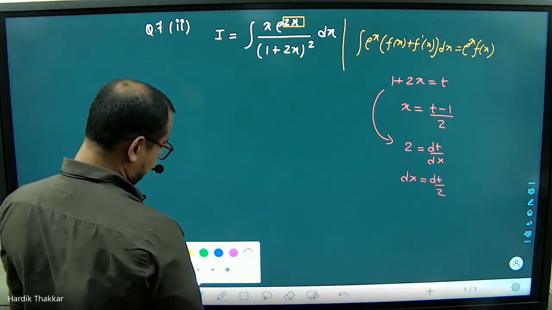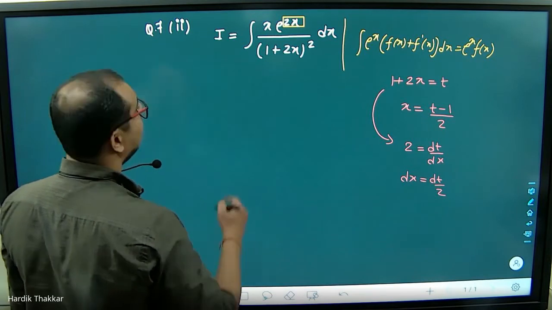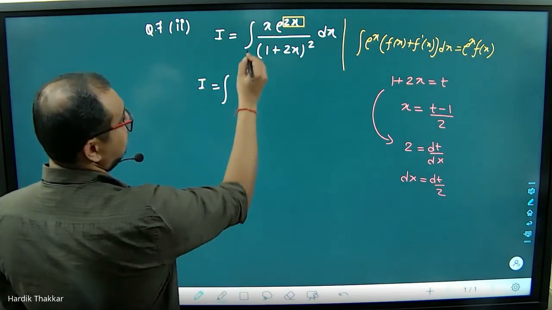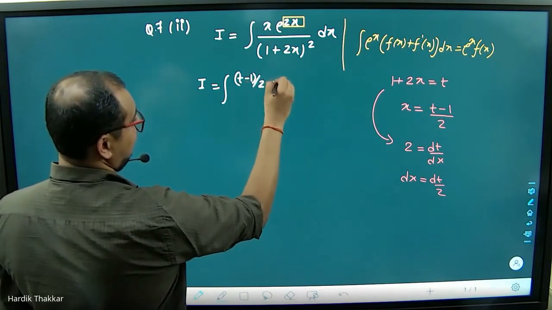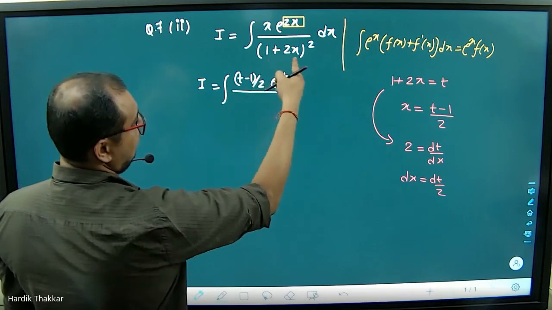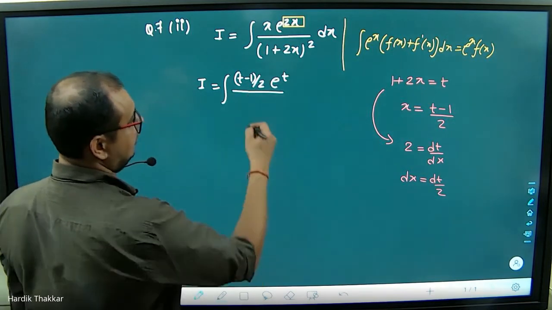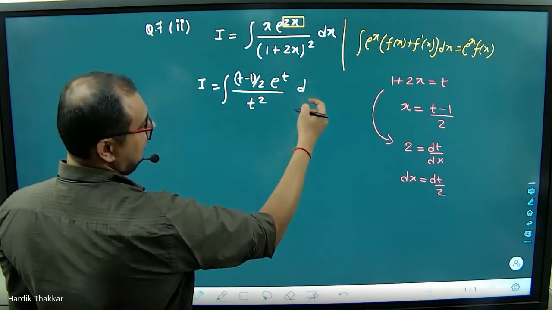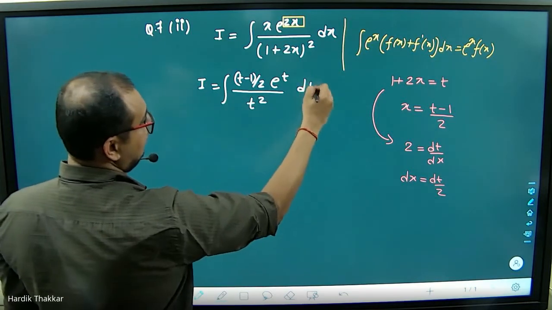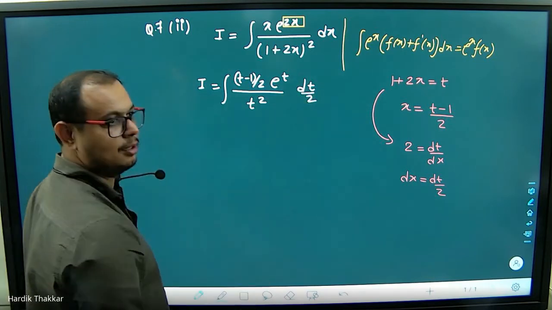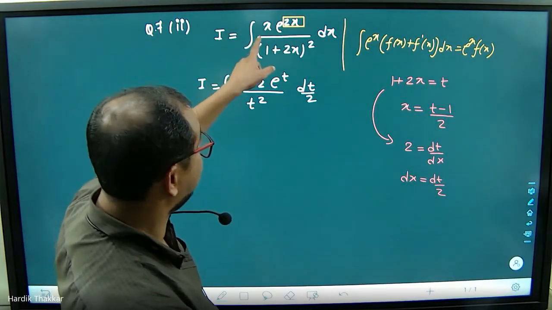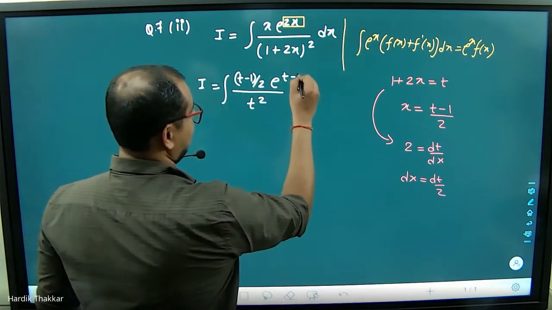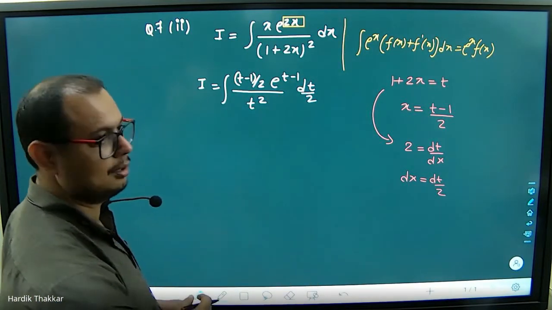Now, this complete integral will become I is equal to the integration, in place of x write (t minus 1) upon 2, e raised to power 2x, divided by, in place of 1 plus 2x write t, so it will be t square, and in place of dx write dt by 2. Is this step clear? Yes, sir. But e raised to power t, how? Look, no, yes, I did it wrong. e raised to power 2x will be e raised to power t minus 1. Sorry, correction. Yes, okay.